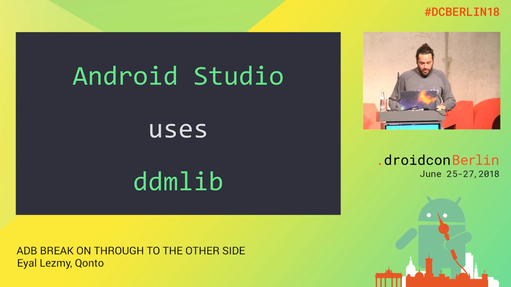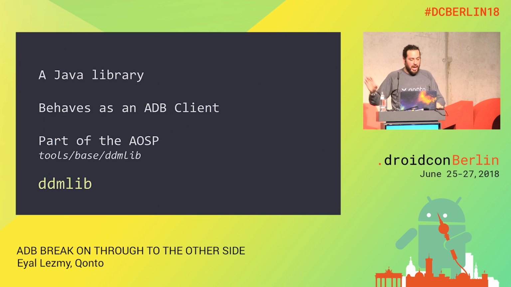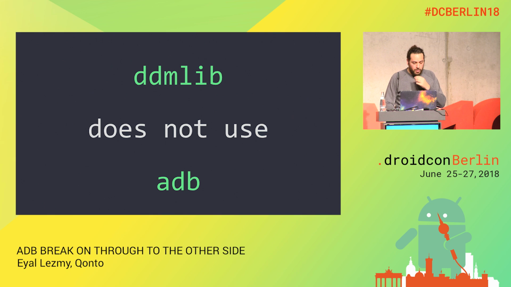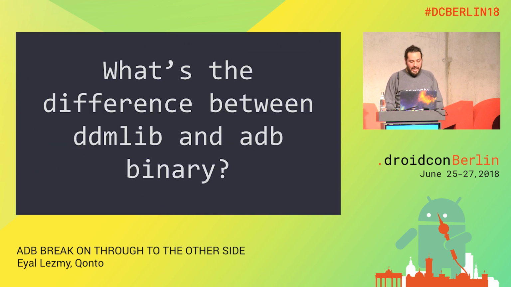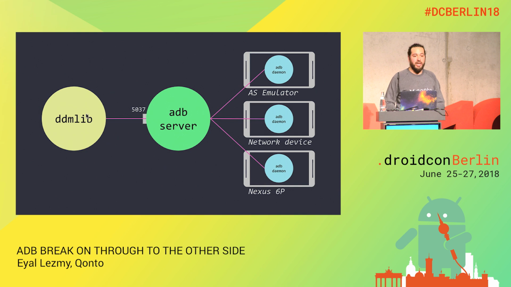But what is DDMLib, right? DDMLib is a Java library that behaves like the ADB client. And it's also part of the AOSP, so when you are downloading Android, you will find it. And you can have the source code very easily. But another information for you, DDMLib doesn't use ADB. Almost, of course. Actually, DDMLib uses ADB only to start the ADB server, and only this. And then it will behave exactly like the ADB client, right?